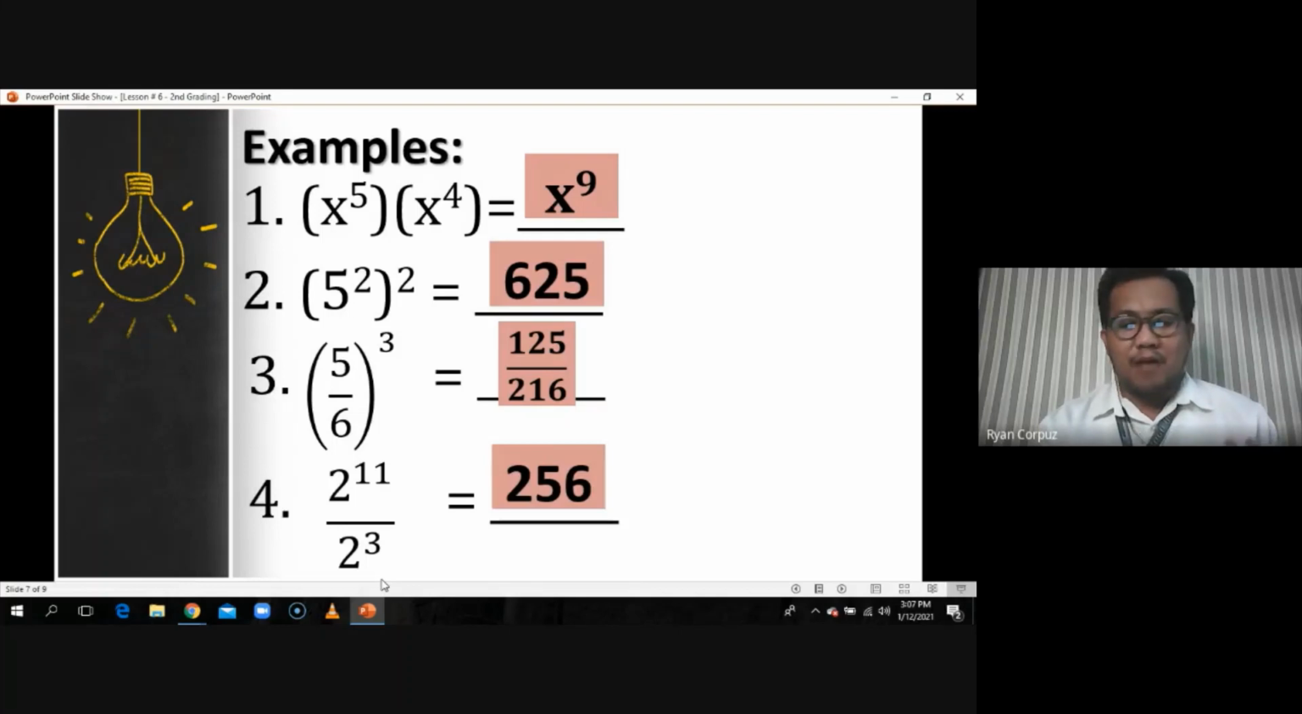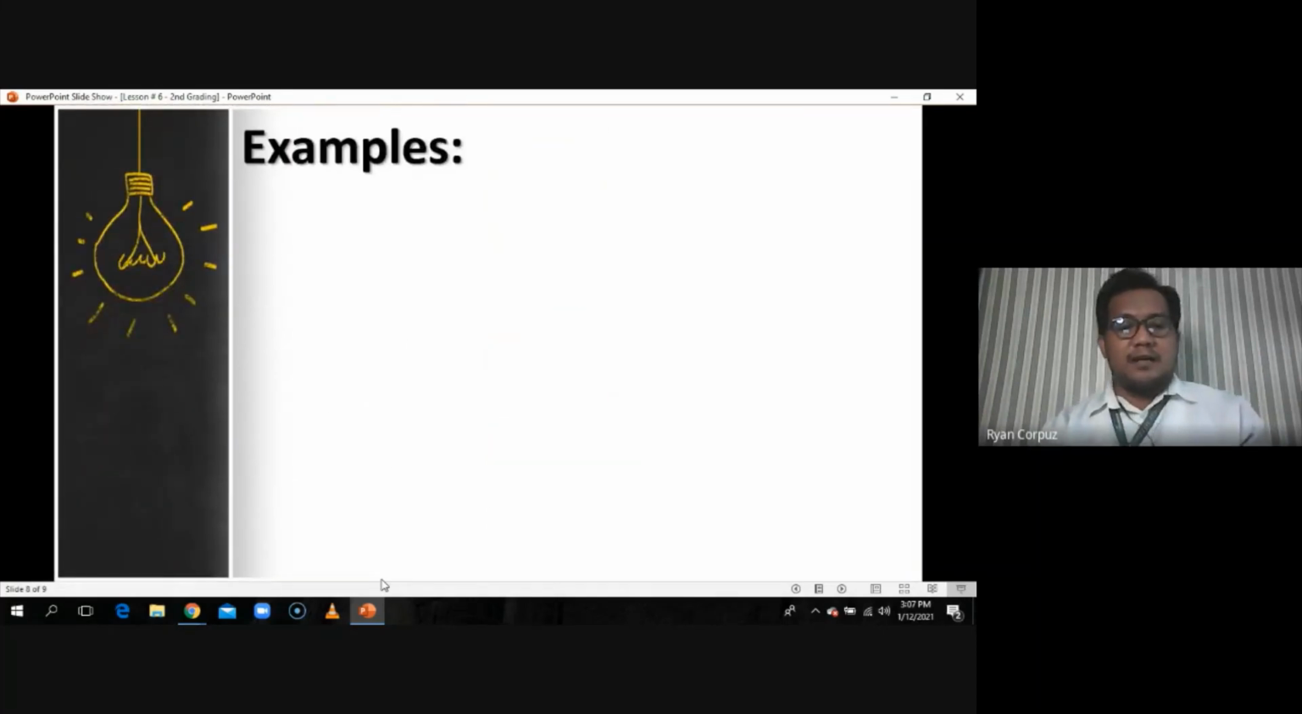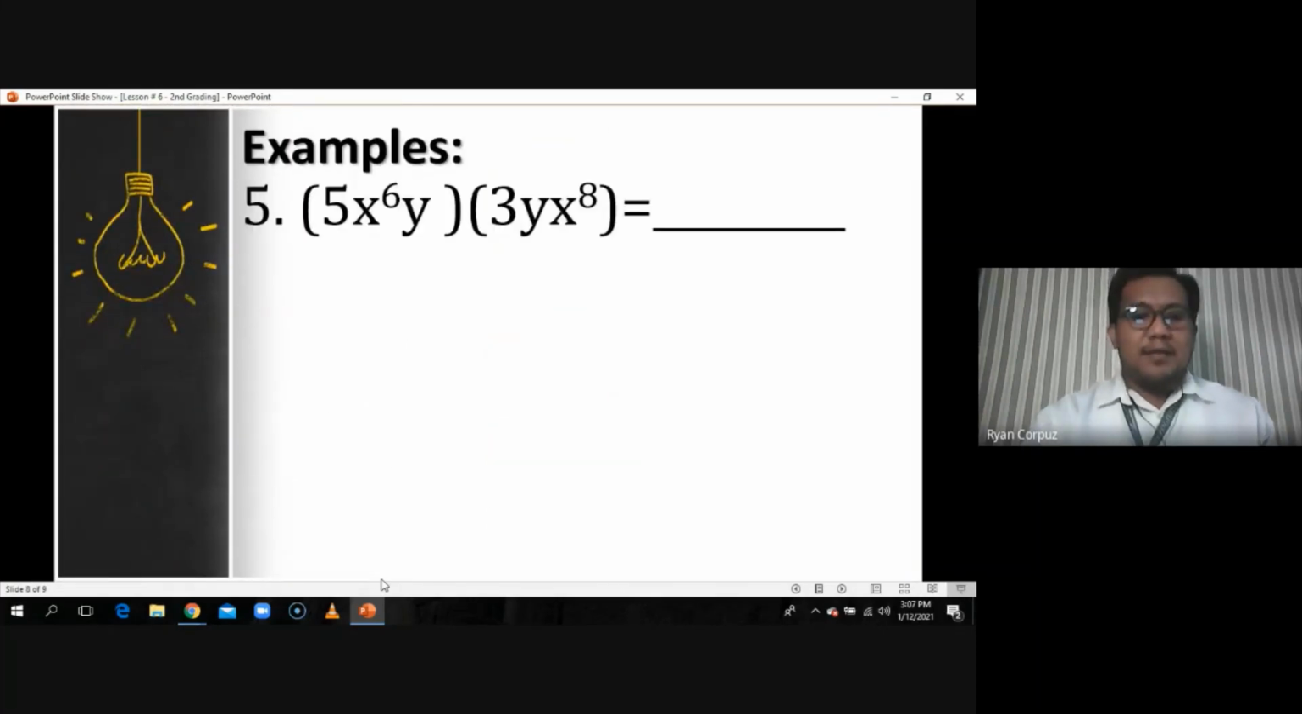So para mas lalo pa nating maintindihan, let's try more examples. Let's have here another example. So let's have example number 5. So combination na to ng constant then variable. So we are here multiplying two expressions, expressions involving constant and variables.